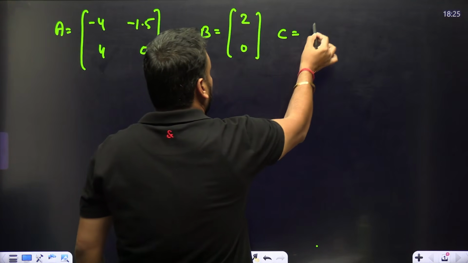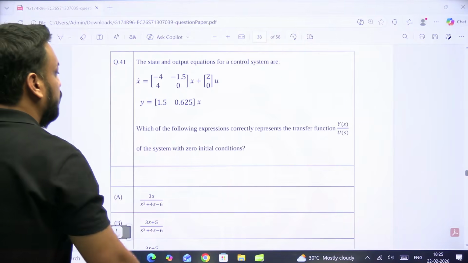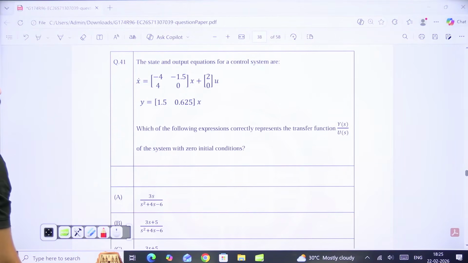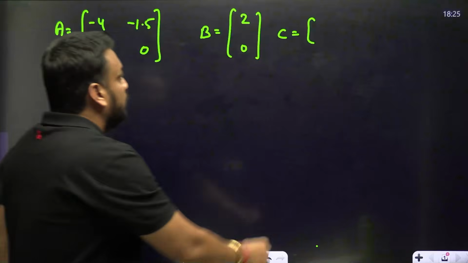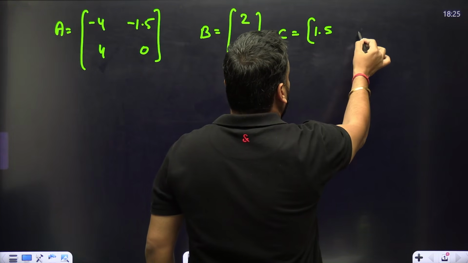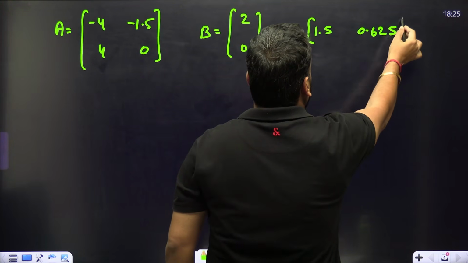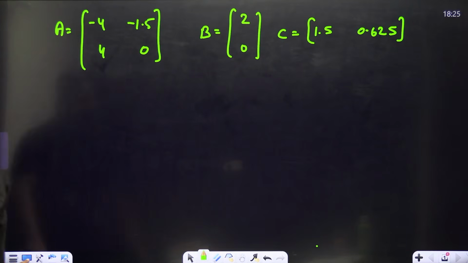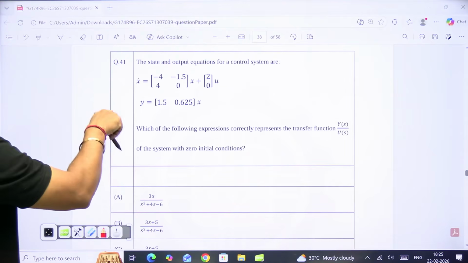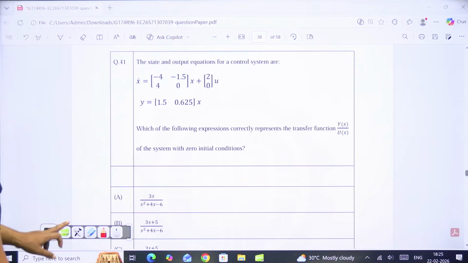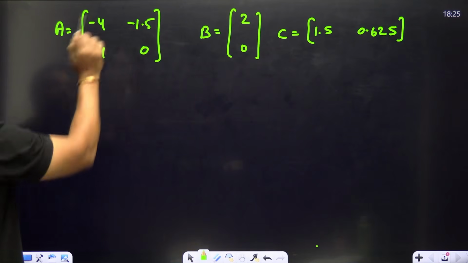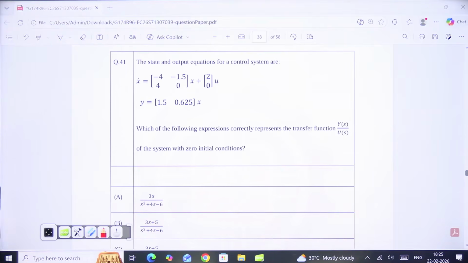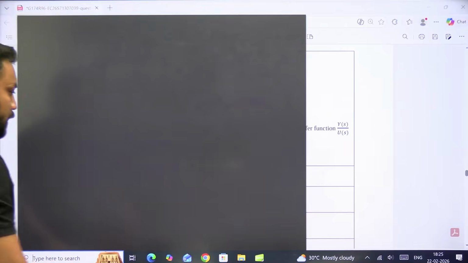And C matrix is also given to us. What is the C matrix? C matrix is 1.5 and 0.625. Okay guys, so this is the ABC matrix given. Again check the A matrix: minus 4, minus 1.5, 4, 0. Okay, perfect sir.